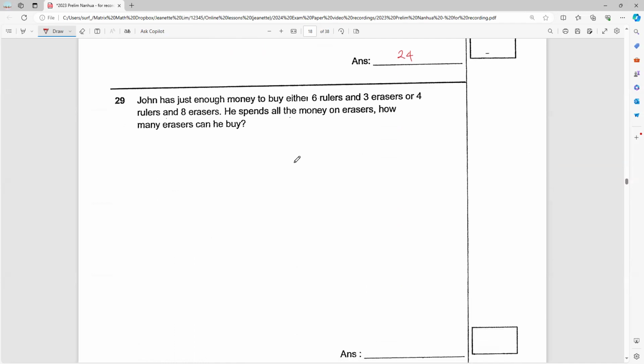Question 29. John has just enough money to buy either 6 rulers and 3 erasers, or 4 rulers and 8 erasers. He spends all the money on erasers. How many erasers can he buy? Okay, so we know the cost of 6 rulers plus 3 erasers is the same as 4 rulers plus 8 erasers.